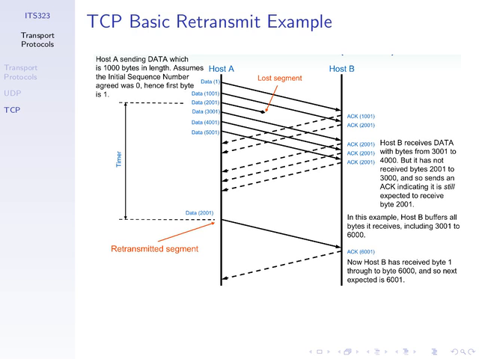When B receives the first data segment, it's received these bytes of the data. That was fine. Then B receives the second data segment, which contains sequence numbers 1001 up to 2000.